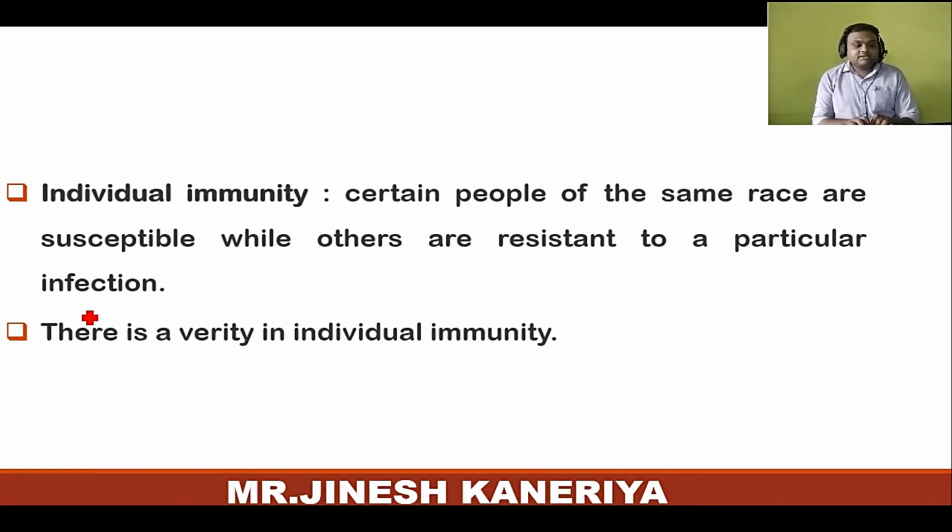Next one, individual immunity. Individual immunity means that certain people of the same race are susceptible while others are resistant to a particular infection. This is the variety of individual immunity. It depends on the particular person. Certain persons of the same race are susceptible while others are resistant to the particular infection. This depends on the individual immune system.